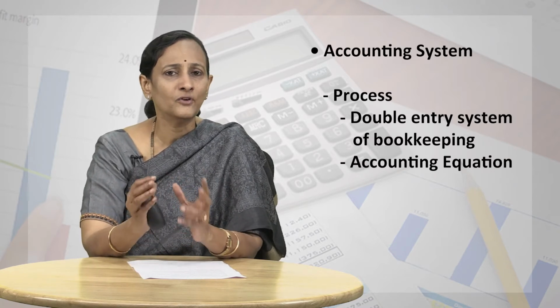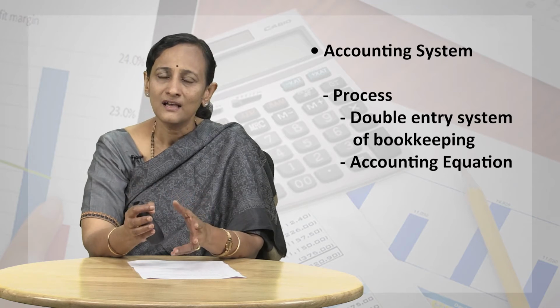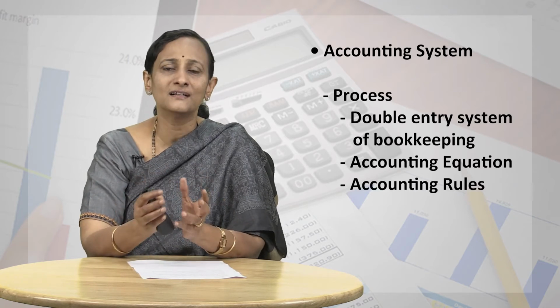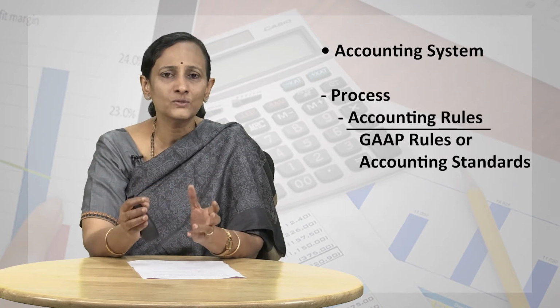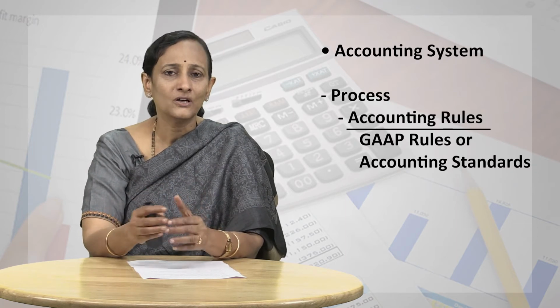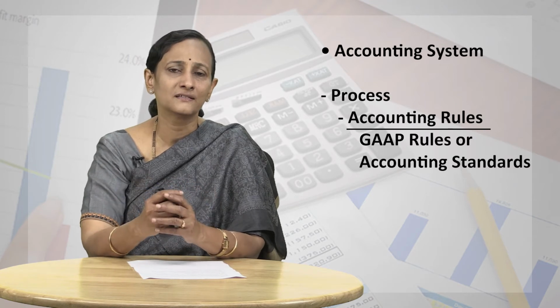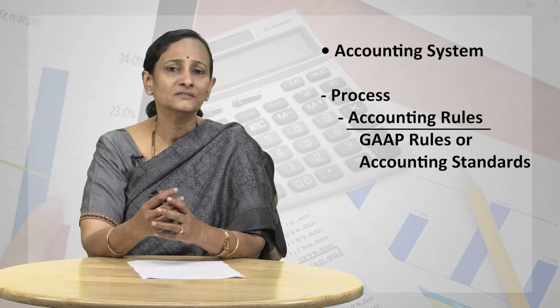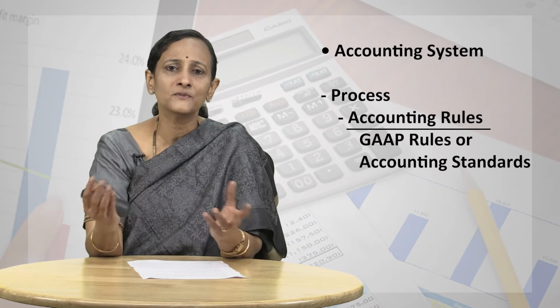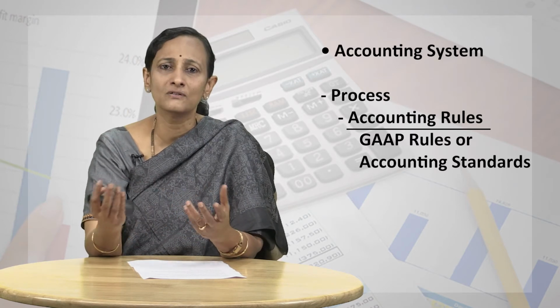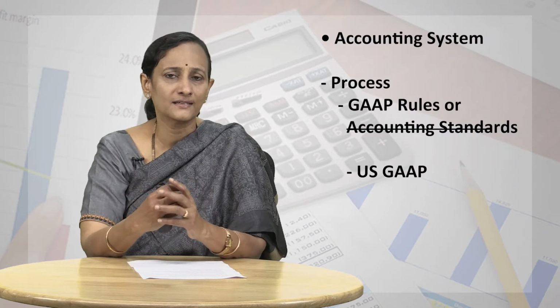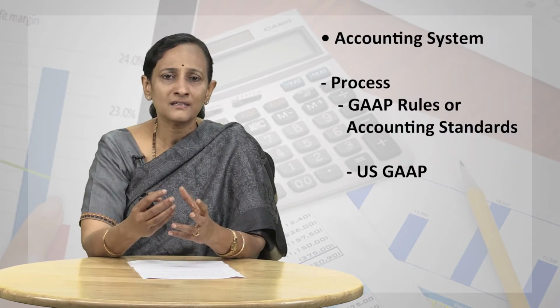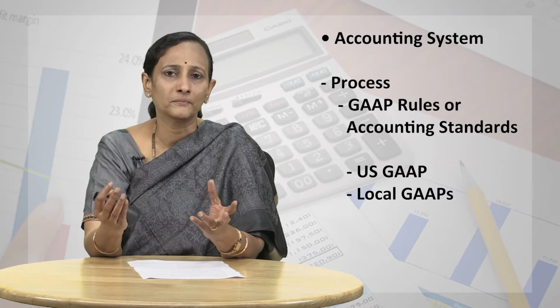But more important for managers is to understand that the processes that happen are based on certain rules, and these rules are called GAAP rules or accounting standards. We also saw that there are several sources of accounting standards. In the US, we have US GAAP. In certain countries, they have local GAAPs.